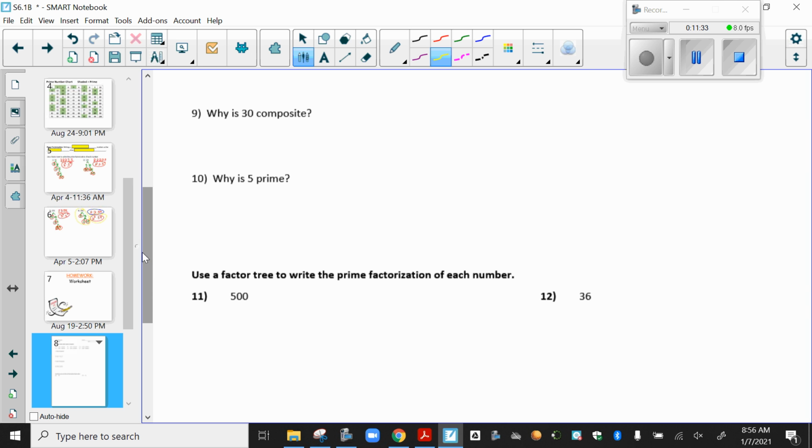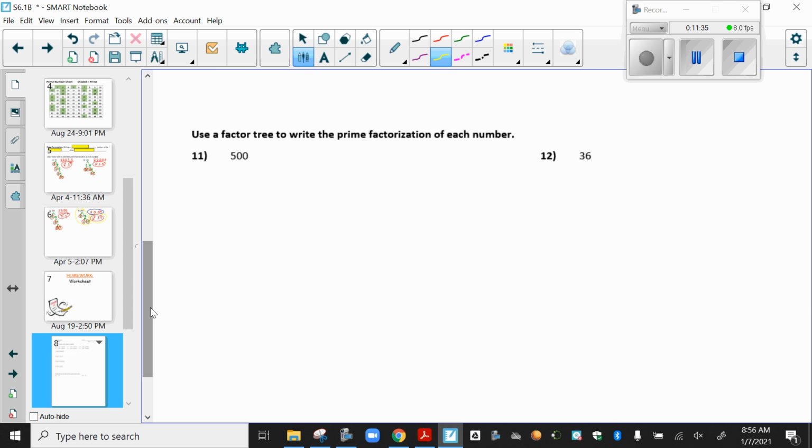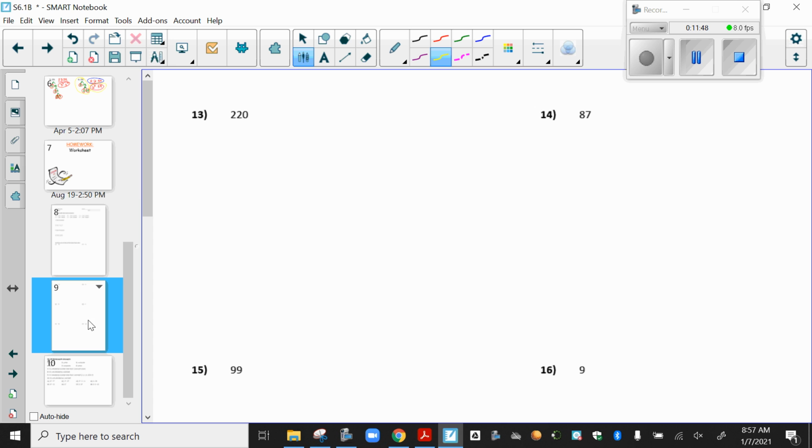All right. 11 and 12, you are going to do factor trees. Write the prime factorization of each number. Do the factor trees, then write that prime factorization. Remember, the prime factorization is the stuff we just talked about on the other side that we circled for each question. On the back, same thing.